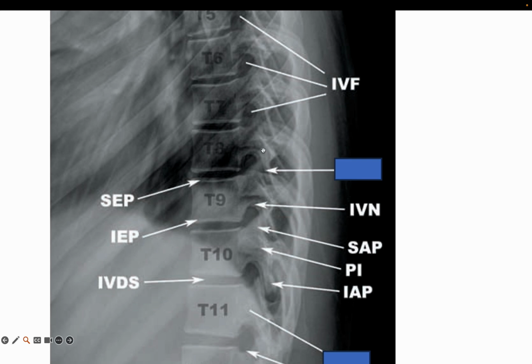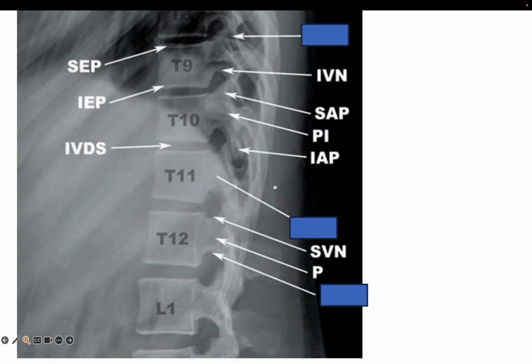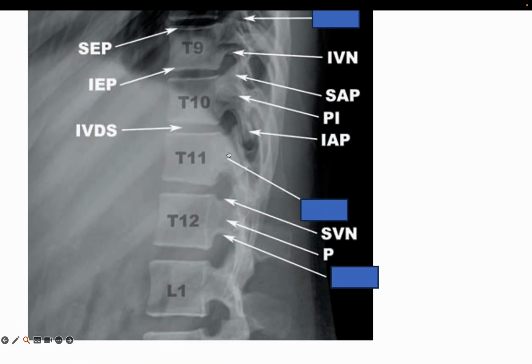Okay, so this, as you can make out, would be the pars interarticularis. This is the inferior facet. This is the superior facet. And so this is the facet joint. What is this structure hidden here?